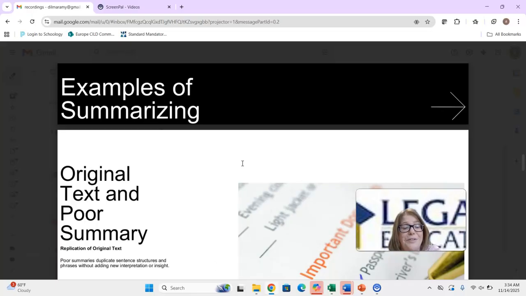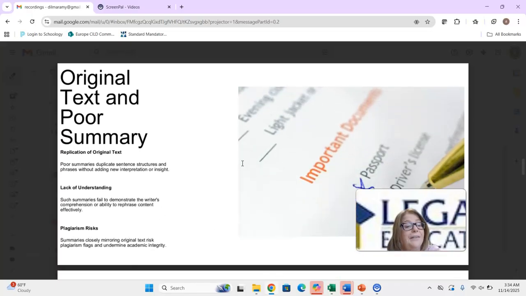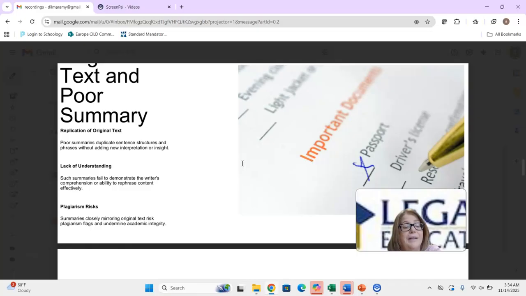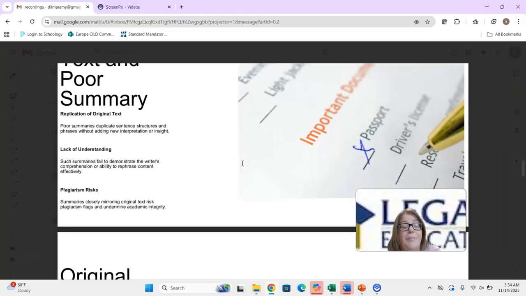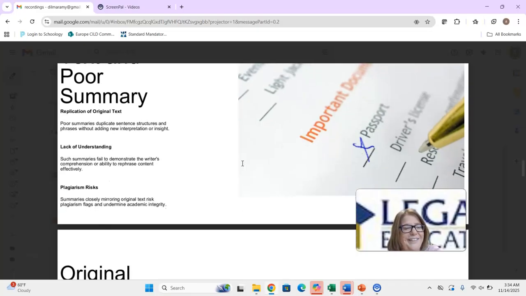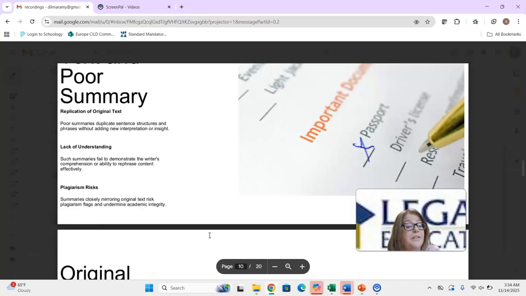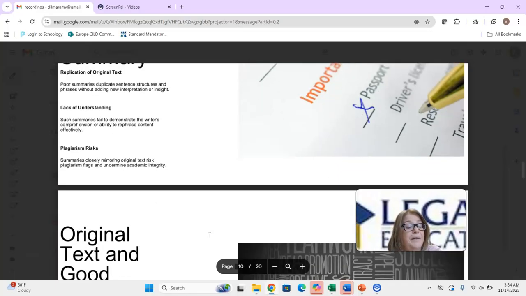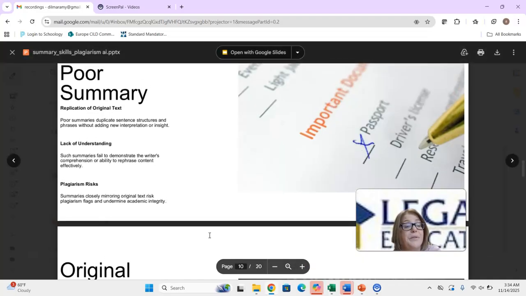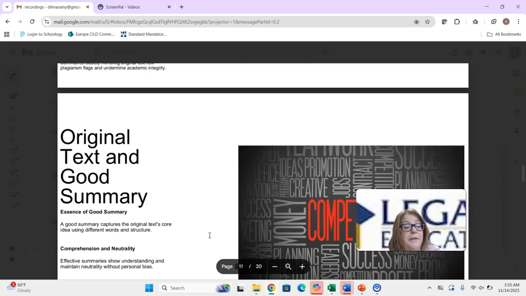So here's some examples of summarizing. And you can see here the poor summary. These are the plagiarism risk, the lack of understanding, and of course, if you replicate the original text. So just giving you a minute to look at that. That might be one of those slides there to print out to use to self-check your work.